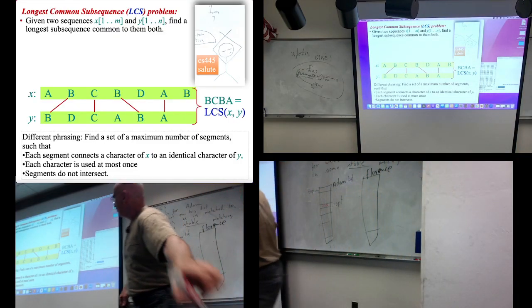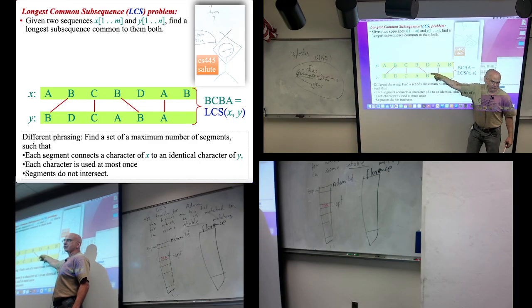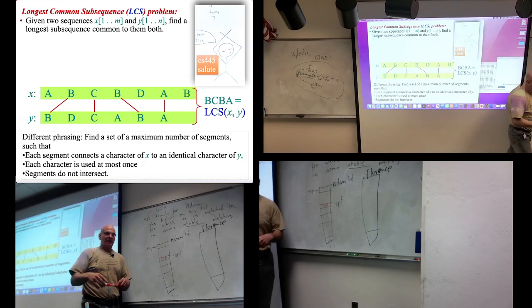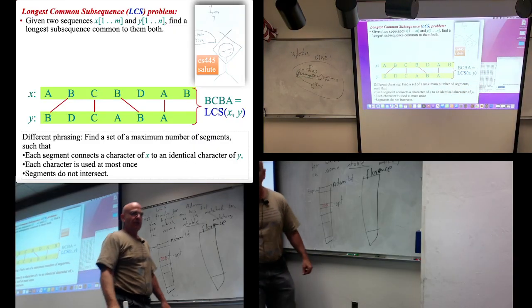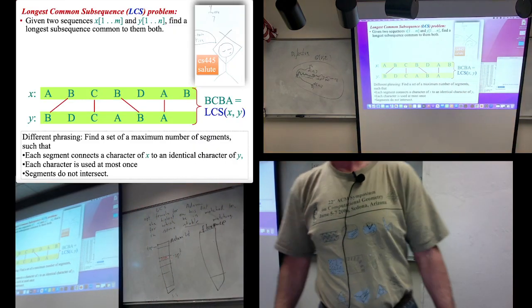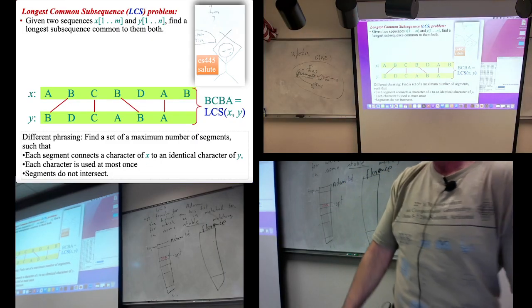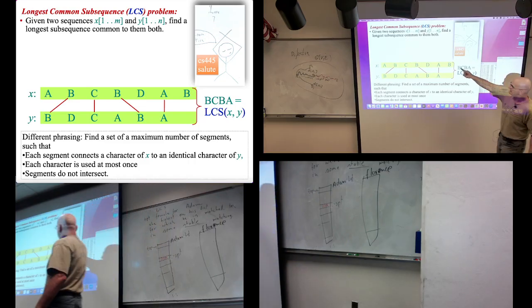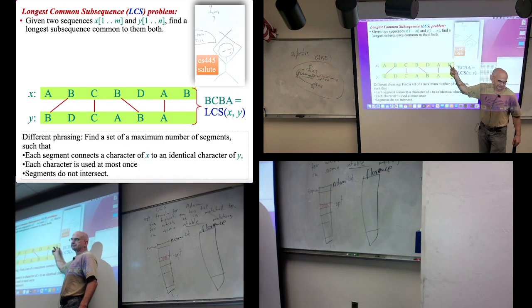Okay. If I connect this B to this B, then notice I cannot connect anybody else, because any other segments will cross the two B's. The long segment that I'll connect the two B's with would cross anybody else. So the length of my matching, the number of characters that I was able to match, will only be one. You match this B to this B, the length of your LCS is just one.